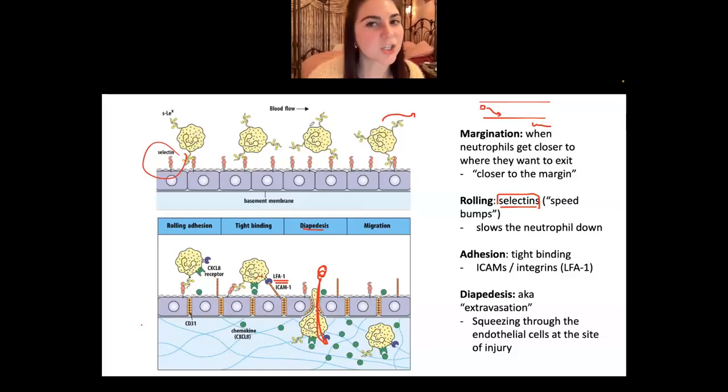Okay, so this is basically just for neutrophils. This is like the pathway that a neutrophil takes to get to the site of infection.